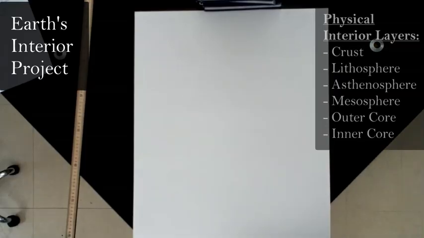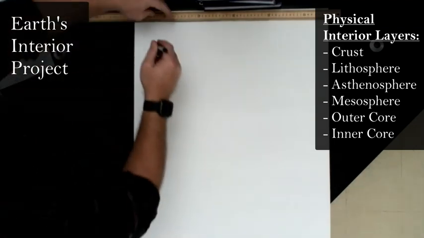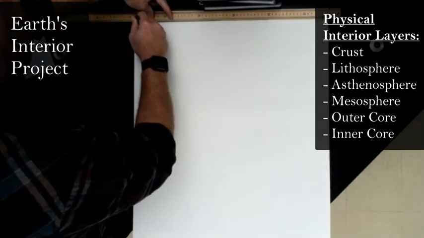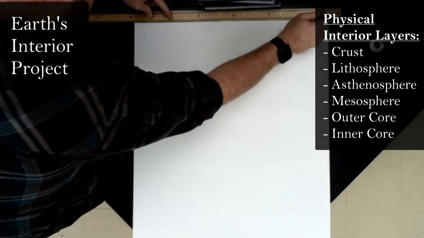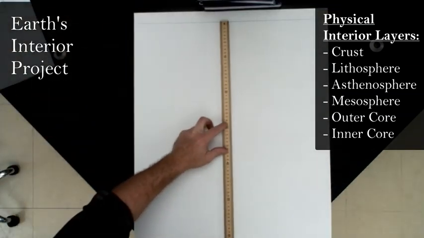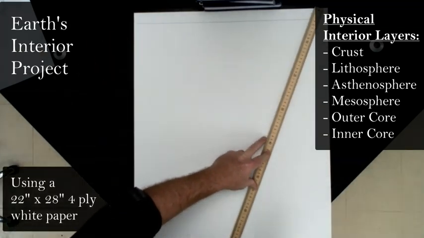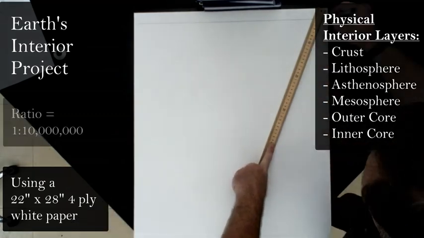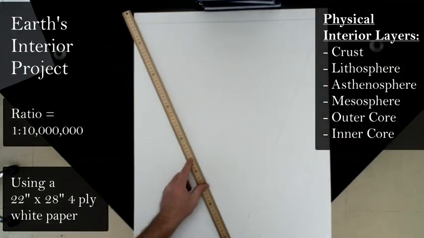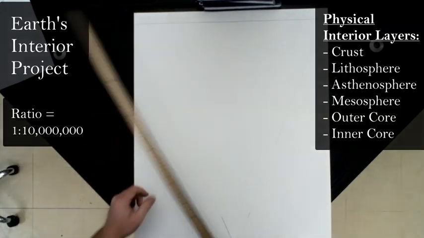So once students have completed their research on their layers, including the characteristics, the stats, the figures, and all of the required information to then put onto their poster and create this to scale diagram, I'm using a large piece of 4-ply white paper which measures 22 inches by 28 inches, and that will accommodate the size of the poster or the diagram you need for the Earth's interior.